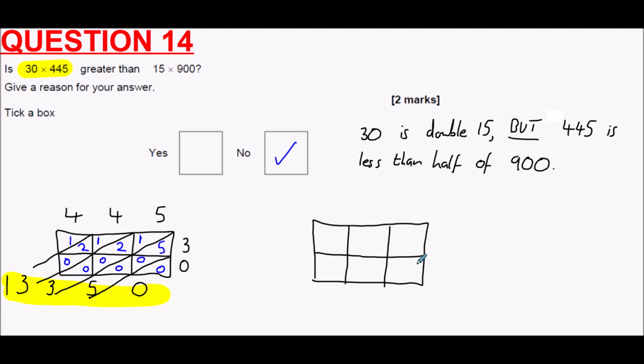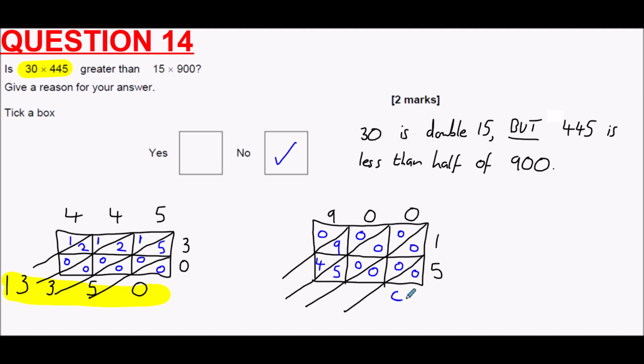Now if we try 15 multiplied by 900, just using the same method, we should find that 15 multiplied by 900 is actually bigger. So again, of course, anything multiplied by 0 is just 0, so these columns are very easy to fill in. Just fill them all up with zeros. 9 times 1 is just 9. 9 times 5 is 45. So first number is 0. 0, 0, 0 is 0. 0, 0, 0 and a 5 is 5. 9 plus 4 is 13. So that's the answer to 15 times 900.